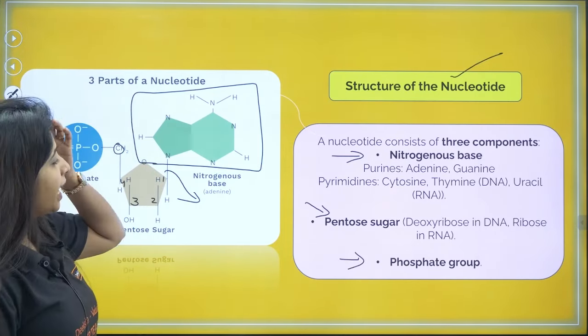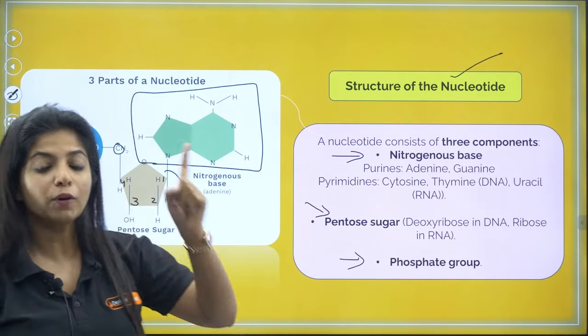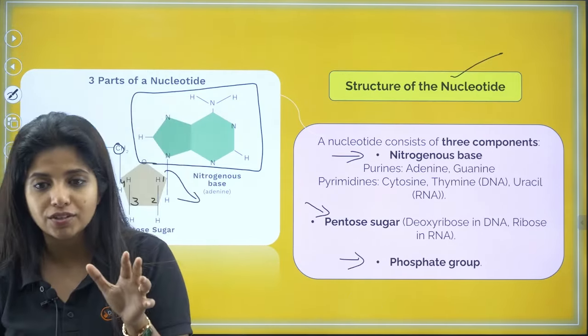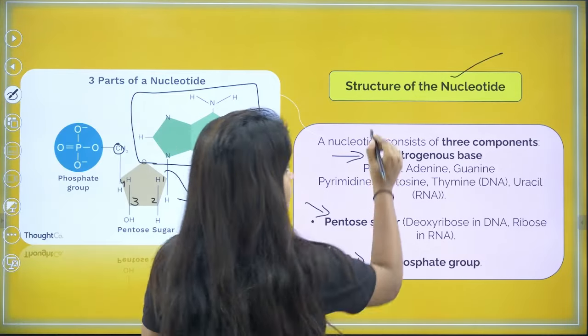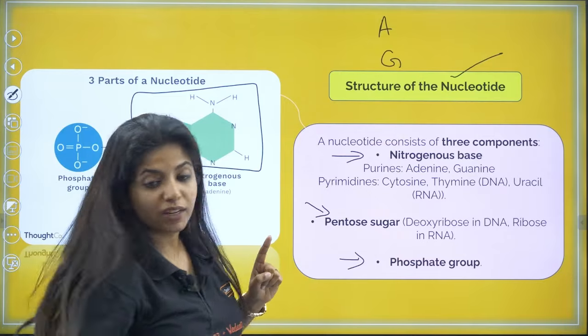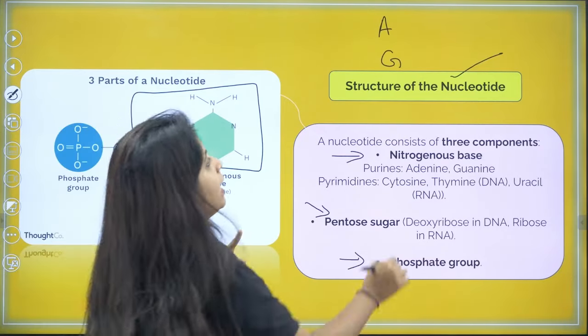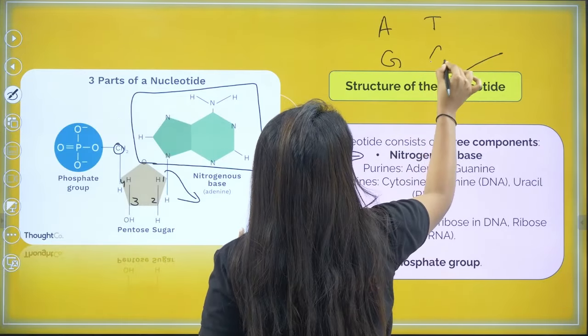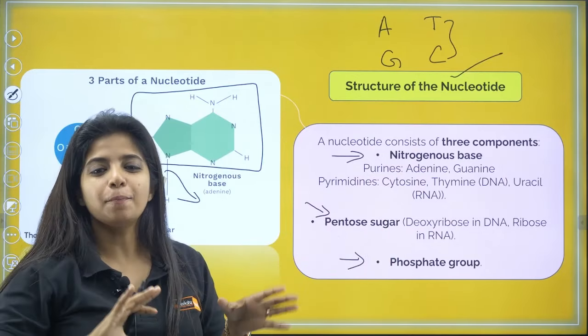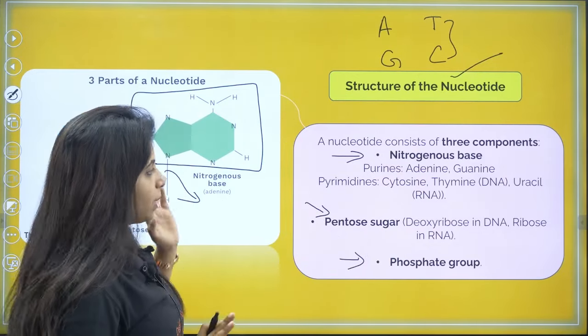Now the nitrogenous bases are of 2 types. One is purines and the other one is pyrimidines. The purines are adenine as well as guanine. What is it? Adenine and guanine. And the pyrimidines are thymine as well as cytosine, TC. Take care, TC is what? The pyrimidines out there. These 2 types of things are there.